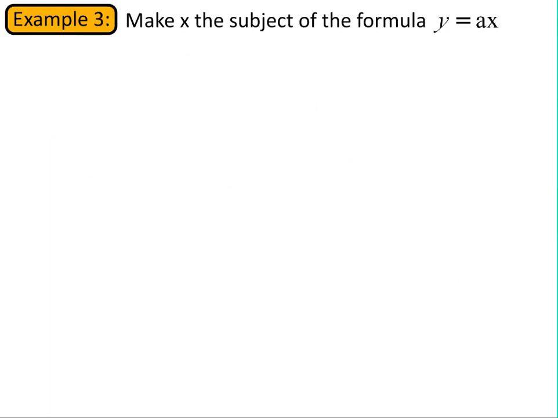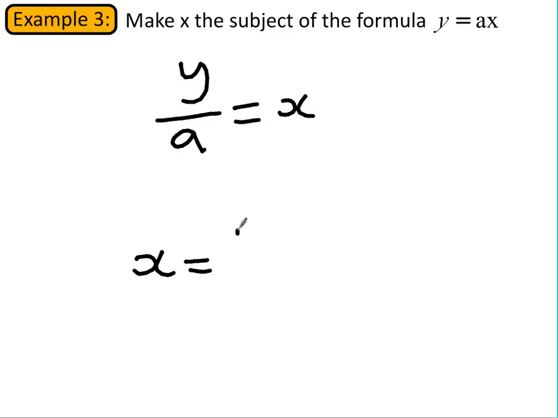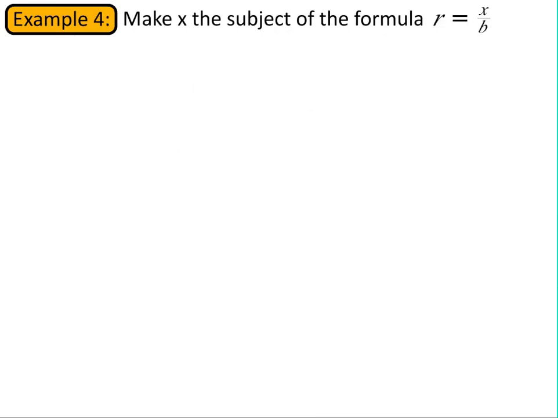Okay, this one is actually an easier one. You've got to make x the subject. X is being multiplied by a, so we need to divide both sides by a. That means that y divided by a is x. Just change it around again, of course. X equals y over a, as we want to keep our subject on the left hand side, but that's all.